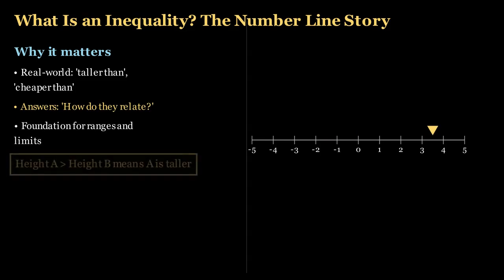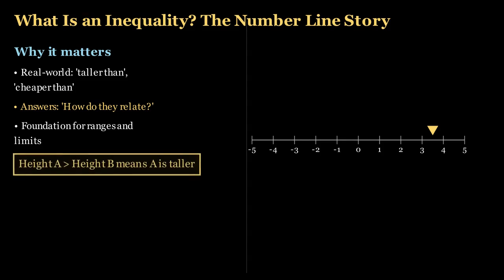In math, this idea is the foundation for talking about ranges, like whole numbers bigger than 3, and for limits, where we care about values getting close to something but not quite reaching it. It's the first step from exact equality to the whole world of more or less. Now let's see the two big rules that make inequalities work.